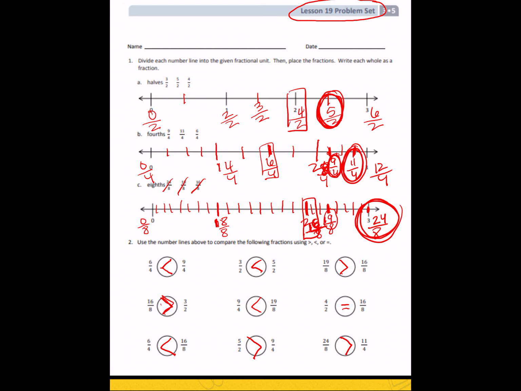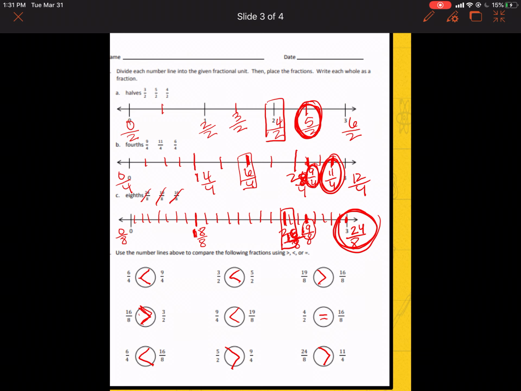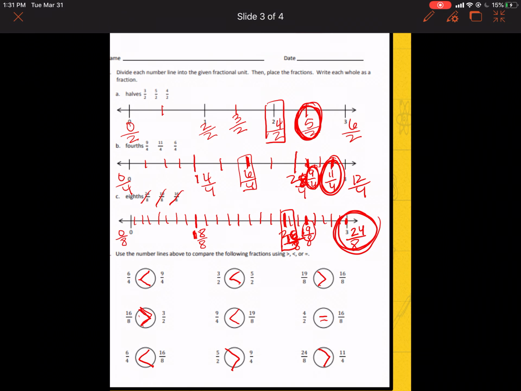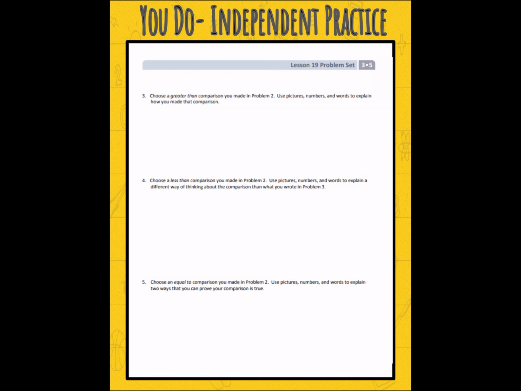Take a minute to check your work, and then make sure your answers match mine. We're going to go on to the next page. See if I can turn the page on my iPad. Come on. All right, here we go.